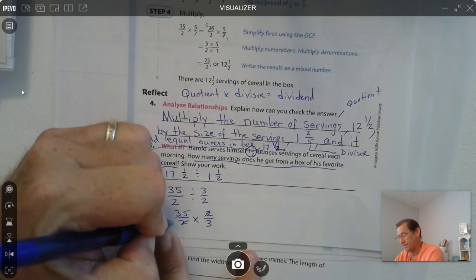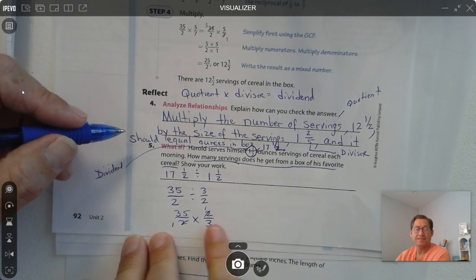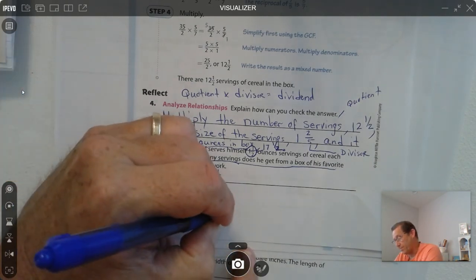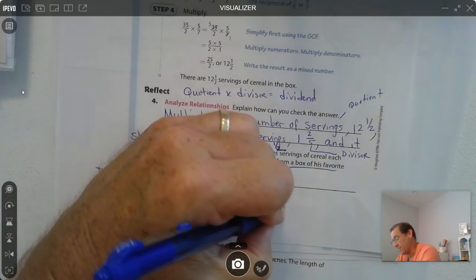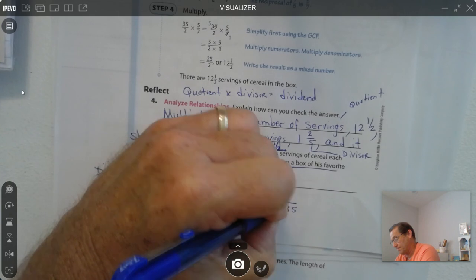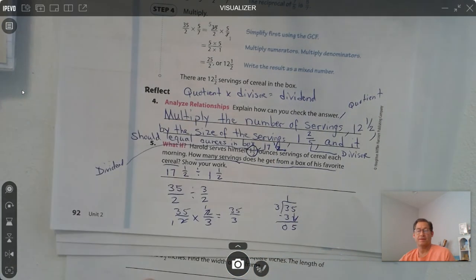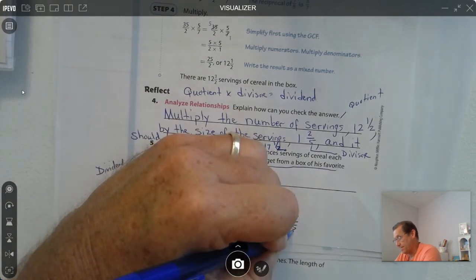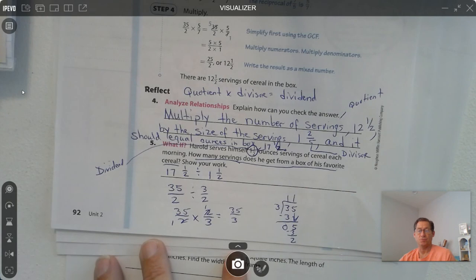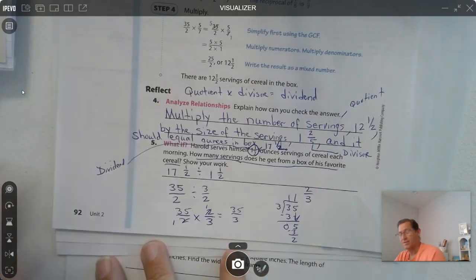Okay, well, we see we can simplify the 2's. And 3 is not a factor of 35, so we're left with 35 thirds. Let's turn that back into a mixed number. Okay, I can get 11 from 35, bring down the 5, and we're left with 2. So he can get 11 and 2/3 servings.